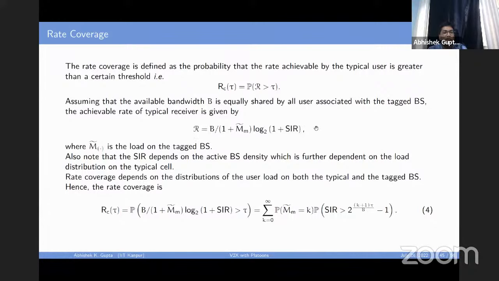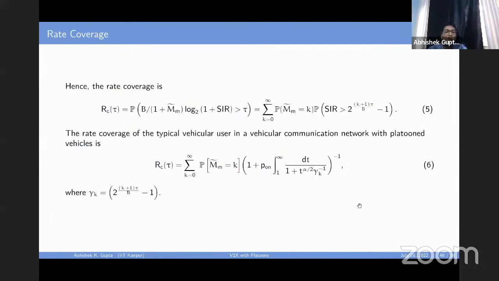Probability that this is more than tau is given by, if you condition on the load distribution, you get probability that log 2 of 1 plus SIR is greater than tau upon this factor. And this will give you probability that SIR is more than this. So this is the SIR coverage, which we already know. If I put it back, you will basically get a simple expression which shows you the rate coverage of a typical user, right? Which means if you take a typical vehicle and ask what is the probability that this vehicle is covered, which achieves rate more than some threshold, this will be given by that.